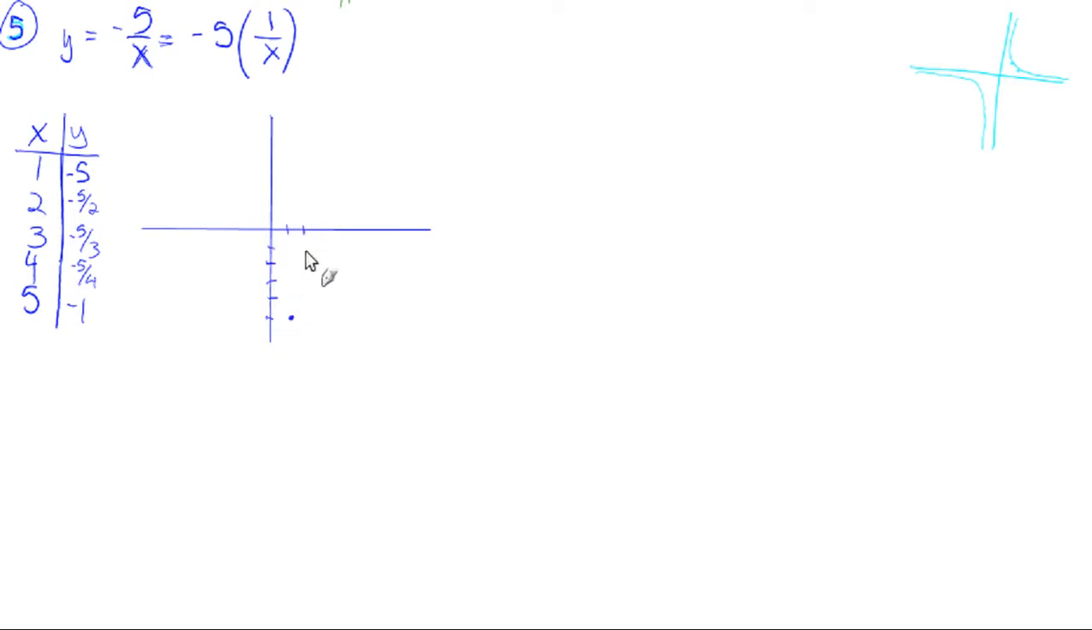5 halves, negative 5 halves. So that's negative 2 1/2. And negative 5 thirds. And negative 5 fourths. So that's like right there. And negative 1 should be just right there. So you see how it's slowly coming up close to the x-axis again, just like it had done in the graph of 1 over x and 3 over x we just did. Okay, that should be pretty curvy.